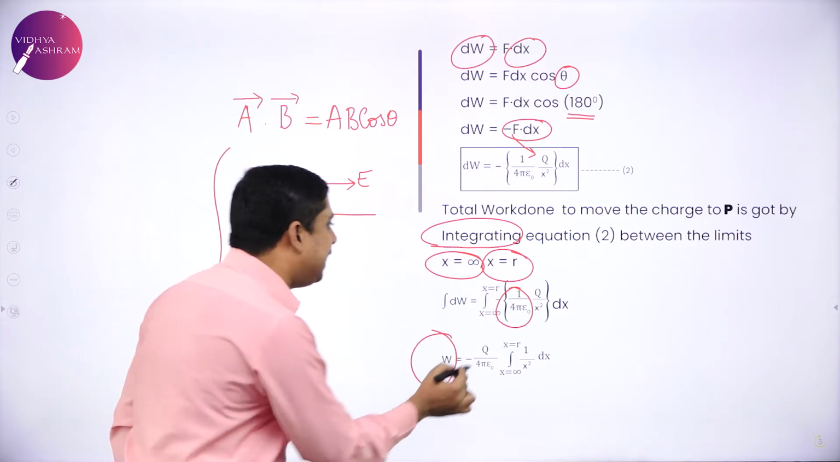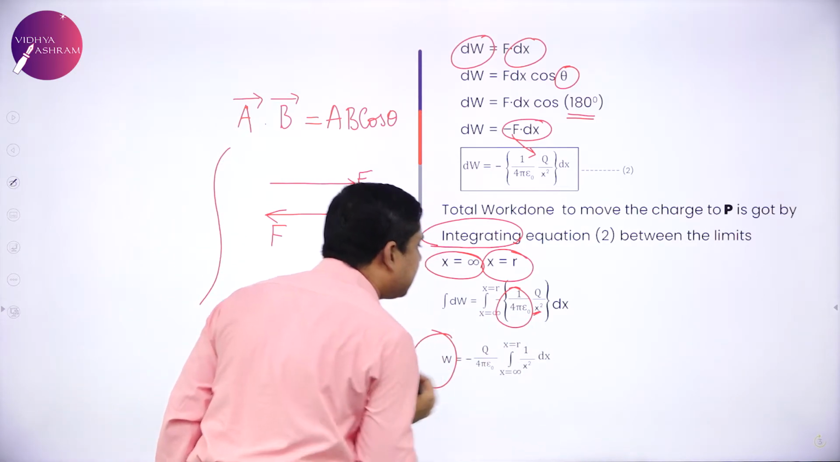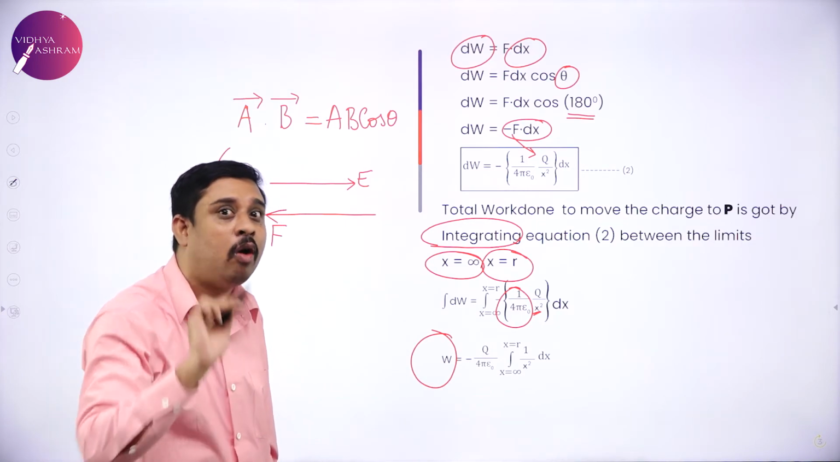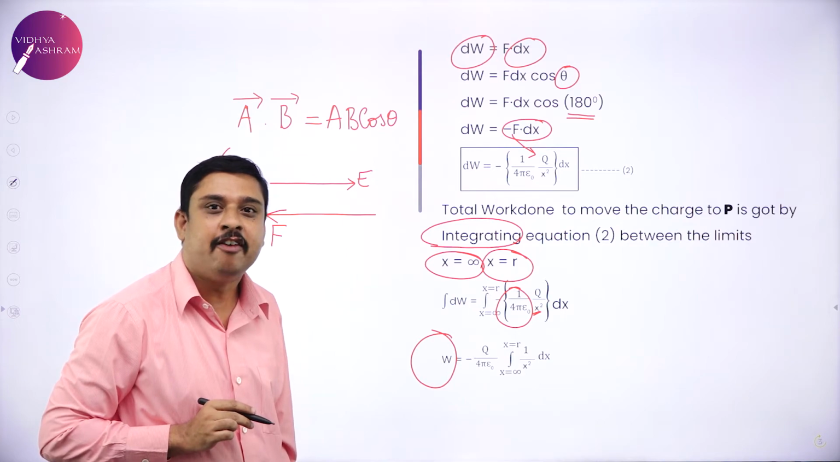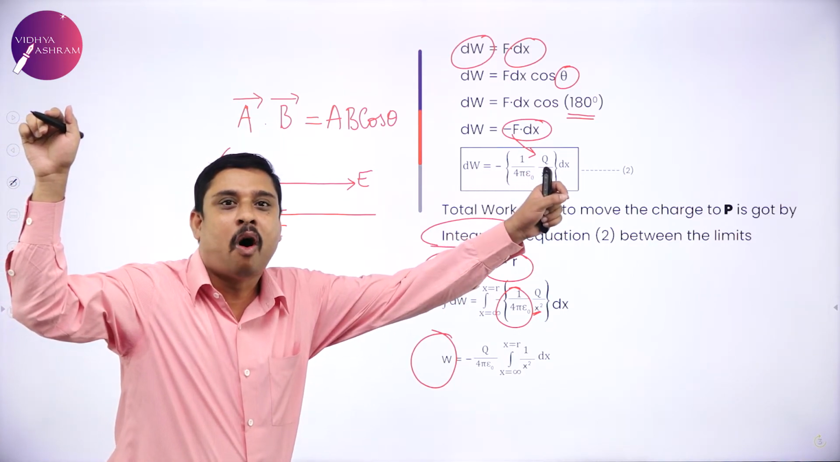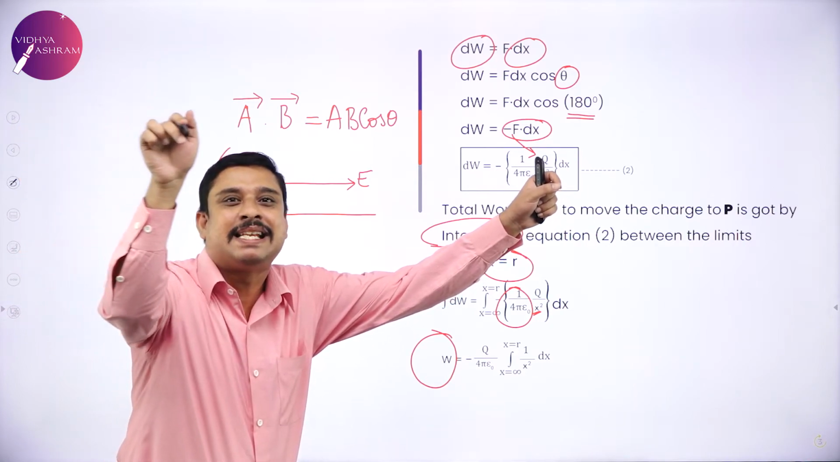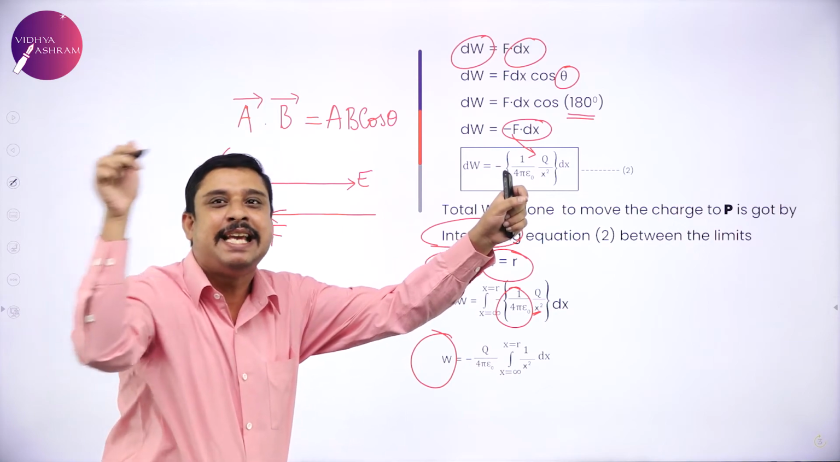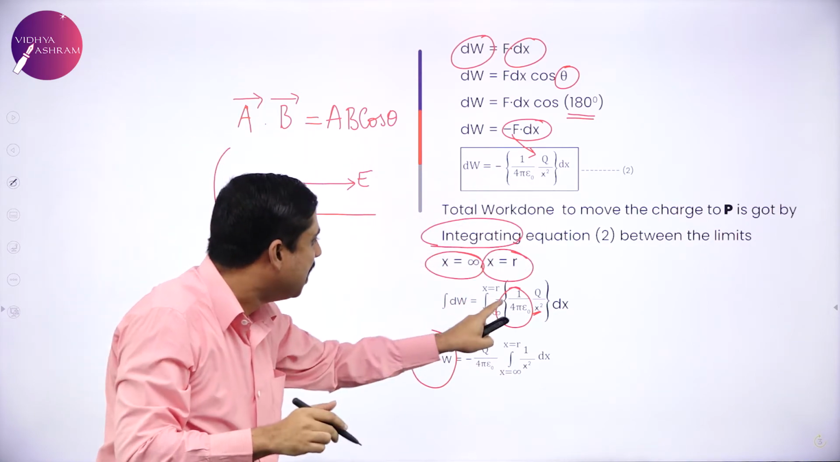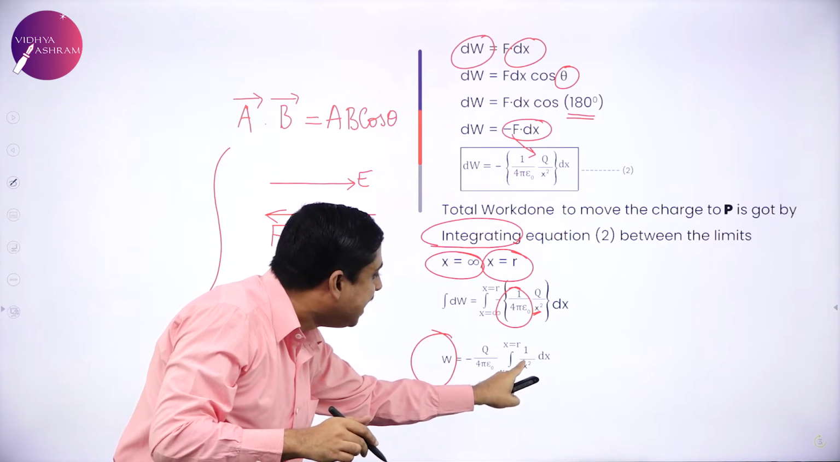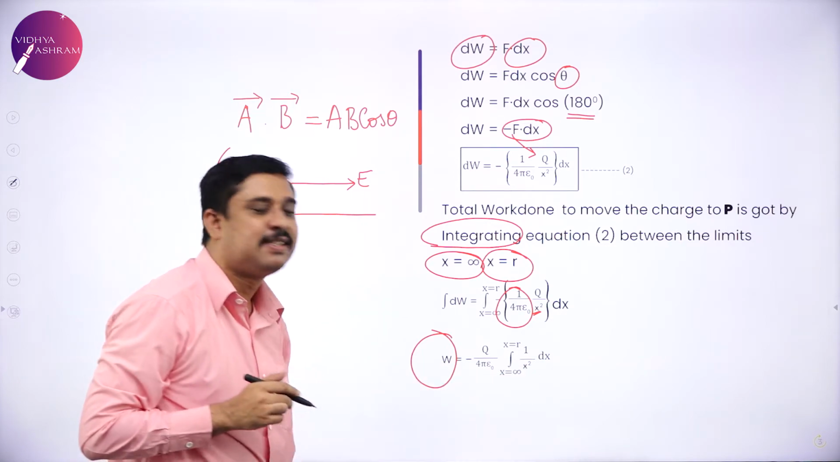The only thing is x square. So is x square a constant? No. Why? I have moved from the point A to the point P where the distance is getting varied. Dx, there is a change in the distance. So this 1 by x square, I keep it within the integration symbol.